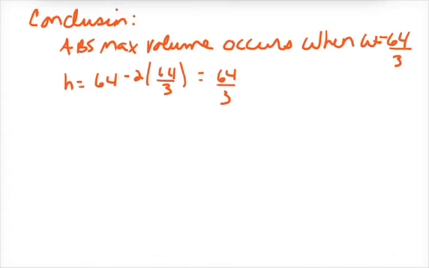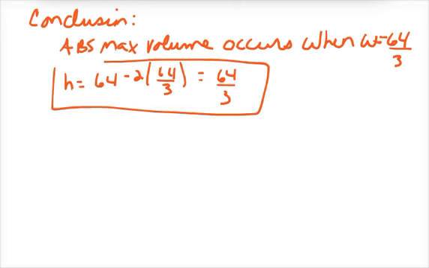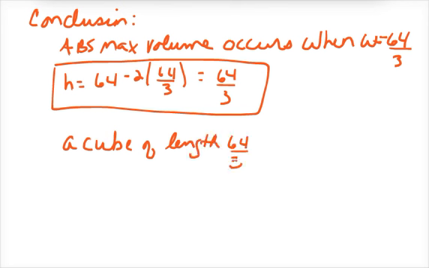Okay, so it actually is a cube, right? So the max volume occurs when w equals 64 thirds, which means the length is 64 thirds, and we just solved for the height, and that also was 64 thirds. So to maximize the volume, it has to be a cube of length 64 thirds. And that's your answer to this maximization problem.